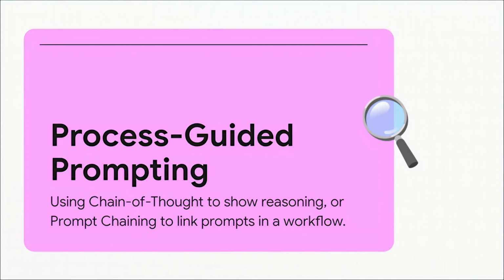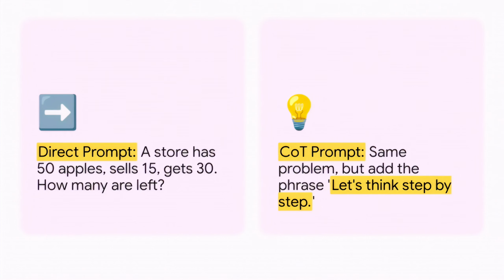And the two game changers here are chain of thought and prompt chaining. With chain of thought, you force the AI to show its work, which dramatically improves its reasoning on tough problems. Then, with prompt chaining, you become a workflow architect, linking prompts together. You can turn a huge, overwhelming task into a simple, manageable sequence. You have to see this. This is one of the simplest yet most powerful tricks in the book.